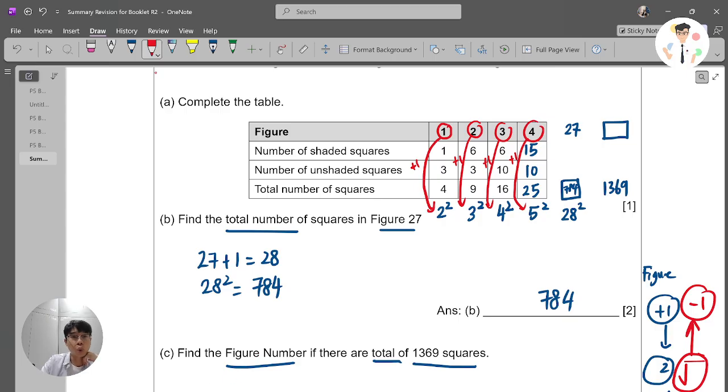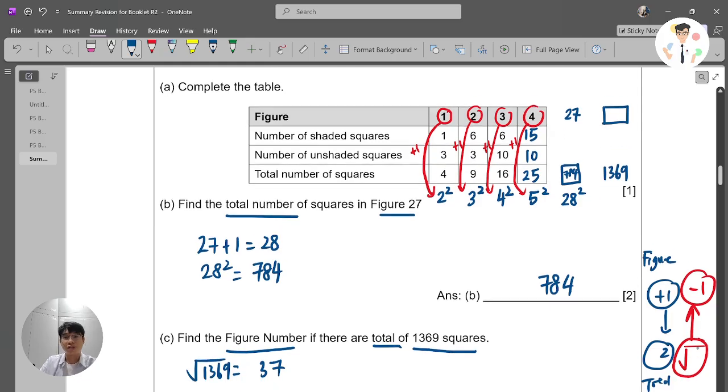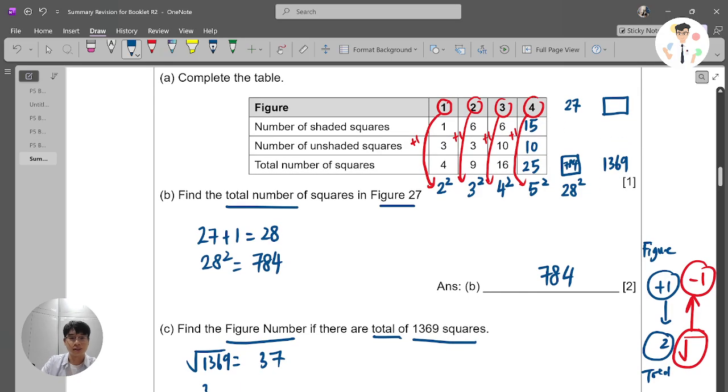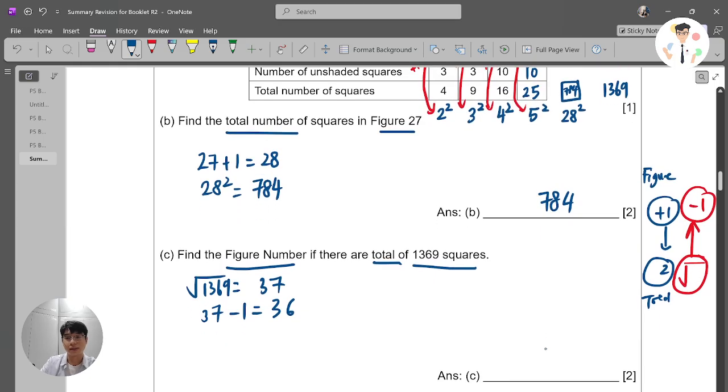So, square root 1369. What did you get? You're supposed to get 37. And after you have done the square root, you're supposed to minus 1. I noticed that many students forgot to minus 1. And you're supposed to get 36. Yes, and that's it.